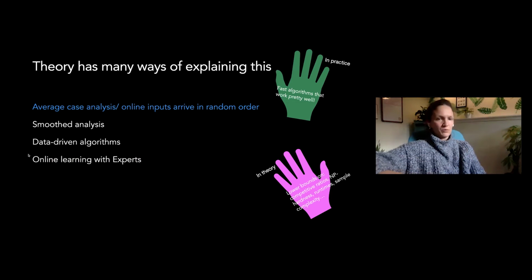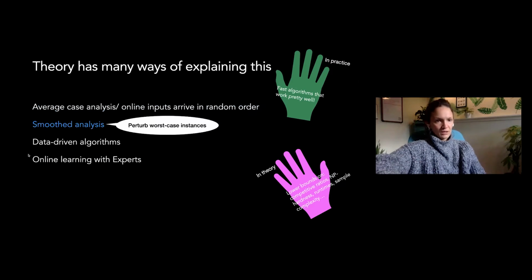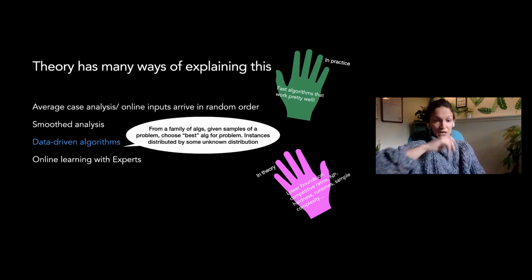Just to name a couple of them, one would be average case analysis, or assuming that in online instances, inputs arrive in a random order. There's smoothed analysis, where maybe you have these very bad edge cases, but if you perturb them at all, then you land on an instance which isn't too bad. In the field of data-driven algorithms, there's a family of algorithms that you're trying to choose from. In this family, you'll be given samples of a problem, and then given the samples, you're going to choose the best algorithm in the family.